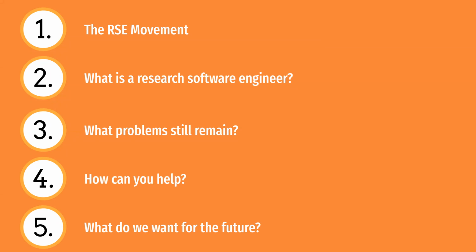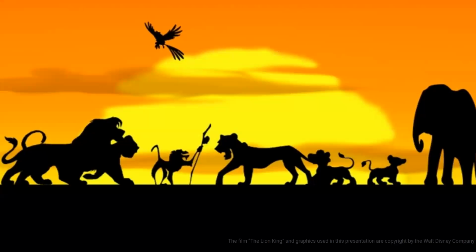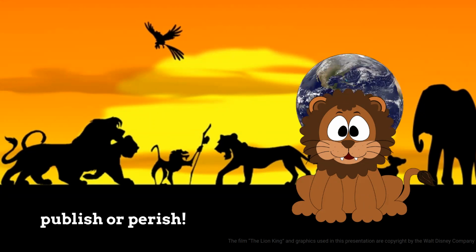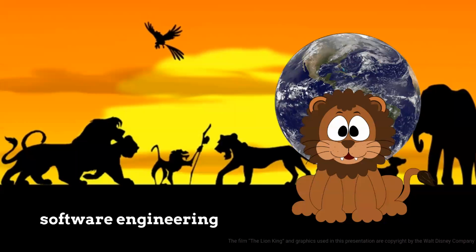So let's get started. Once upon a time, there was a thriving savanna filled with researchers, including planetary scientists. And the rule of the land was publish or perish, because you could be the most successful PI, the strongest of the savanna, but you still had the weight of the world on your shoulders. The reason was that not only did you need to be an expert in your domain science, you also needed to have mad skills as a software engineer, because software played such an important part in research.